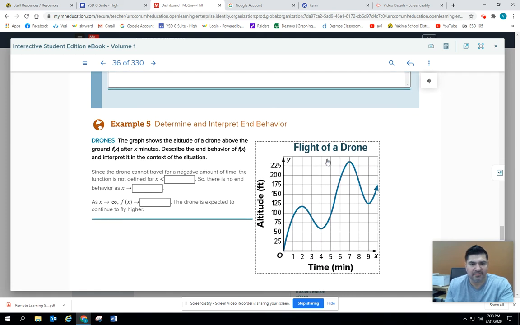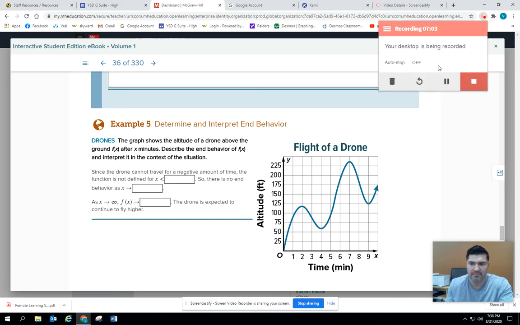And that concludes, actually, you know what? Let's go for it. Let's do example number 5. Okay, here is example number 5. Determine and interpret end behavior. So we're talking about drones here. The graph shows the altitude of a drone above the ground, f of x, after x minutes. Describe the end behavior of f of x and interpret it in the context of the situation.